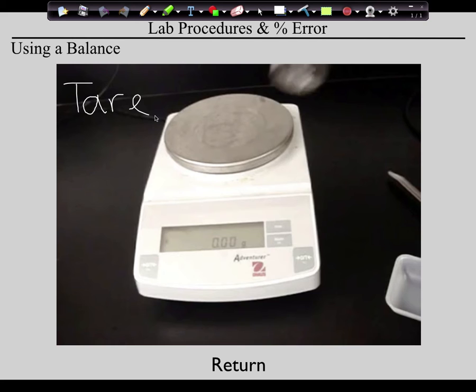Remember that thing we talked about with the beaker and the sugar? That trick? It's actually doing the math for you. So the tare button you can think of as the re-zero button. But understand what it's really doing is subtracting out the mass of whatever's on the balance.